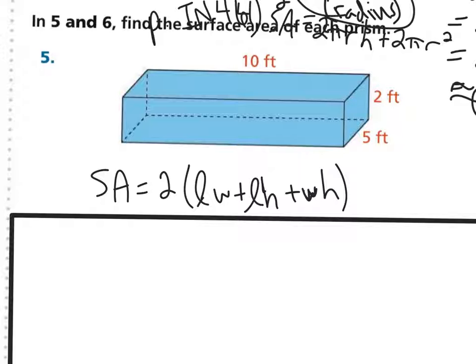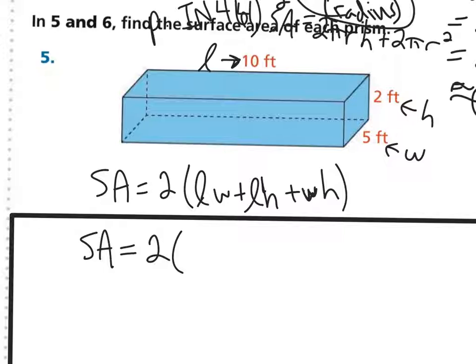So on my picture, I'm going to go ahead and designate these things. 2 feet is my height, 10 feet is my length, and 5 feet is my width. Again, length is usually just the bigger dimension compared to the other one. If you get those switched around, you'll still be okay as long as you're consistent with how you substitute it in the formula. I very highly recommend that you write that down next to each of your variables. Otherwise, you're going to get confused on which number is what as you substitute into this formula.